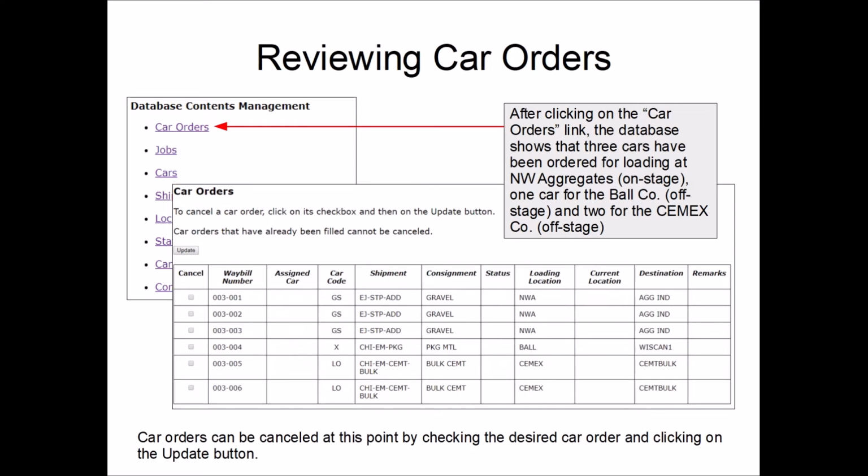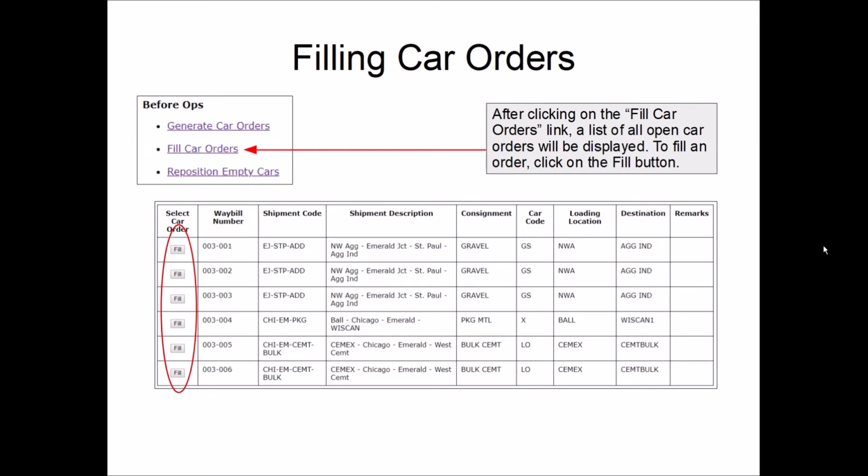And then we have 2 covered hoppers loaded with cement that are going to the bulk cement plant in Emerald. Once we have the car orders generated, now it's time to fill them. So if you go to the Fill Car Orders link in the Before Operations section and click that link, you'll see a list of all the unfilled car orders. And on the left-hand side, there'll be a fill button by each one.